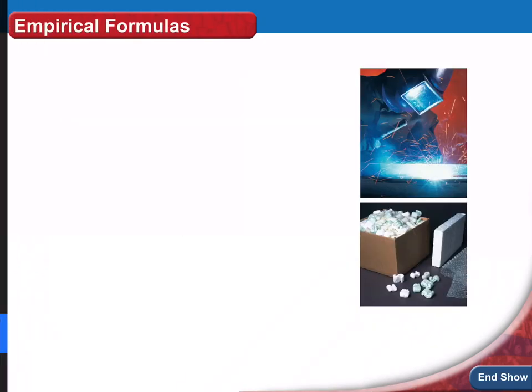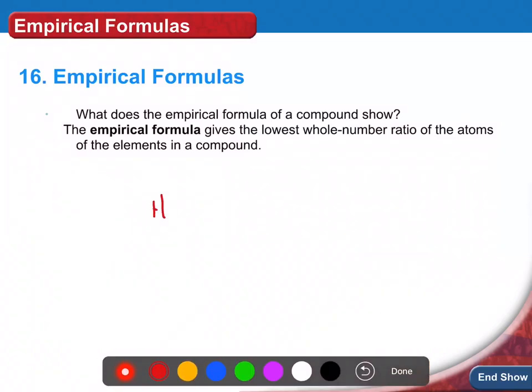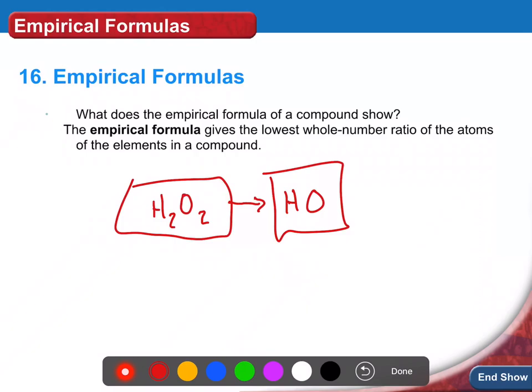So an empirical formula is the lowest whole number ratio of the atoms of the elements in a compound. So for instance, if you have hydrogen peroxide, H2O2, that is a molecular formula, but do you see how it's not the lowest whole number ratio? If you go to the lowest whole number ratio, it would be a 1-to-1 ratio, like that. So this would be the empirical formula. This is the molecular formula. That's all we mean by the lowest whole number ratio.